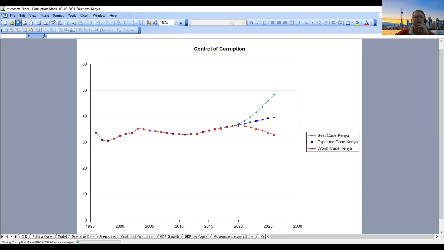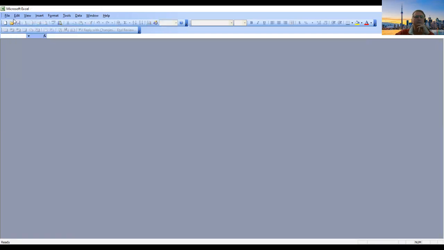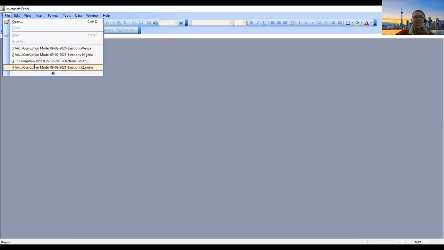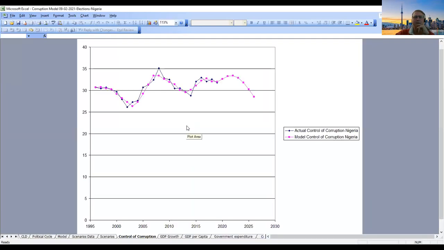So let's move on to the next country. So I'll bring up Nigeria. And here is the calibrated model for Nigeria. You can see that there is a lot of ups and downs in this. It's fairly low at 30 out of 100 or less.